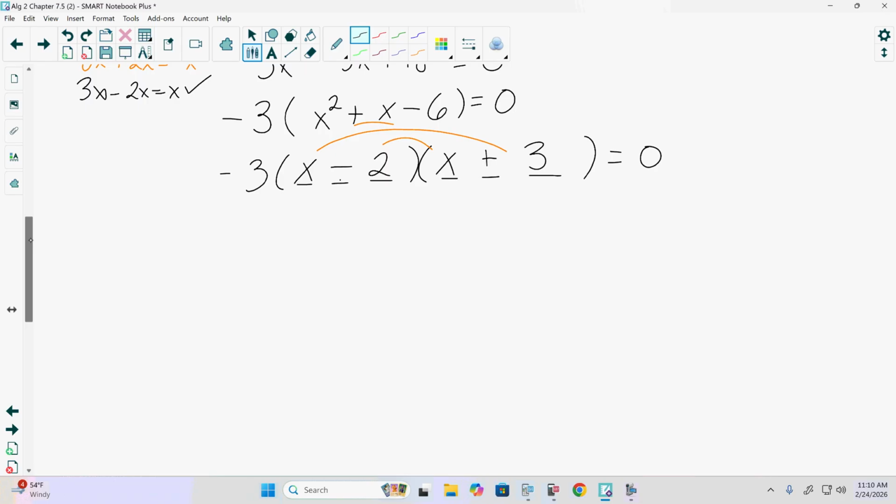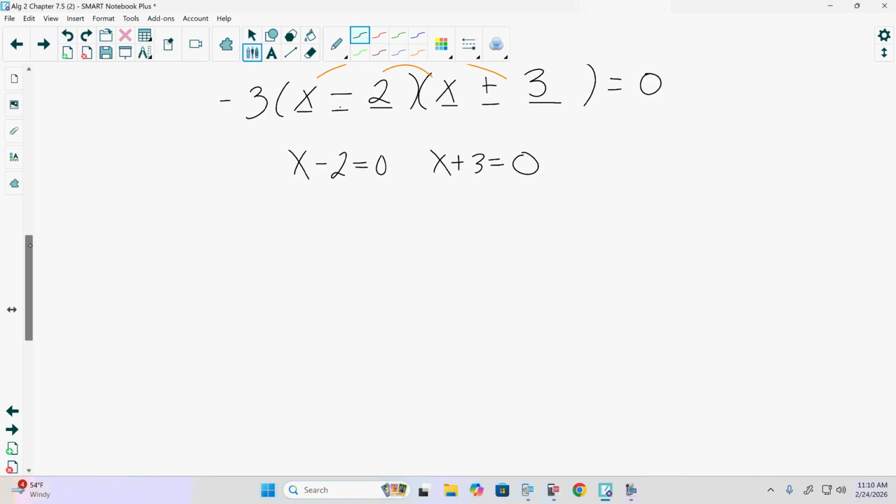Questions on this here? 2 things multiplied together equals 0, so one of these has to be 0. So we're not worried about the negative 3 because it's just a scalar. Now, x minus 2 equals 0, we would add 2 to both sides. X equals 2. For x plus 3, we would minus 3.